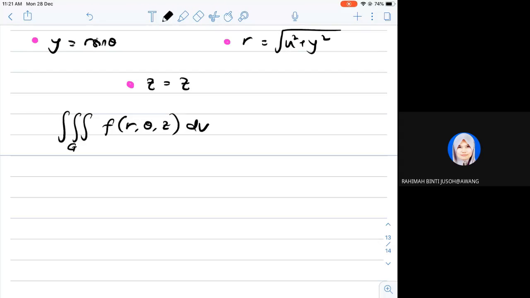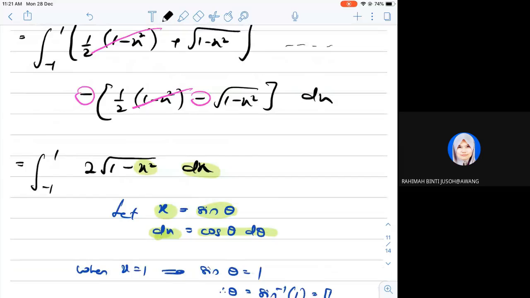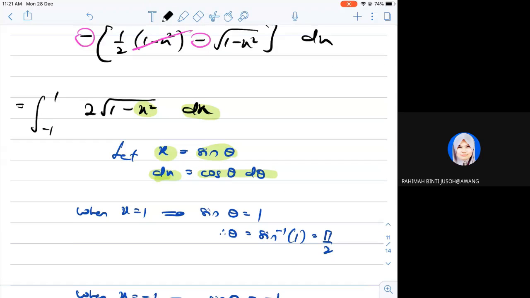Why did we use x equals sin theta earlier? Because we cannot integrate this. Sorry guys, sorry Izzati, I just noticed your question. You cannot integrate this because its form is the square root of 1 minus x squared. If we let u equal 1 minus x squared, you will get du equals 2x dx, isn't it? So how do you cancel the 2x? You cannot. It cannot be cancelled. That's why we have to use sin theta. It's a trick in mathematics. Okay, that is the trick in mathematics. Understand?